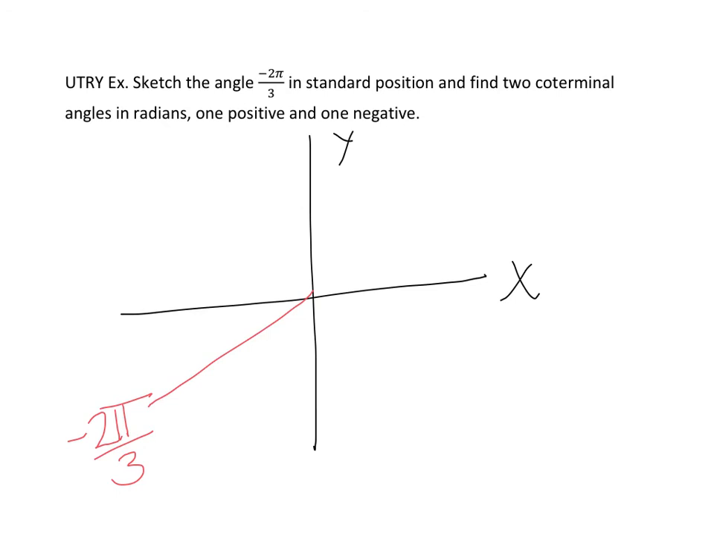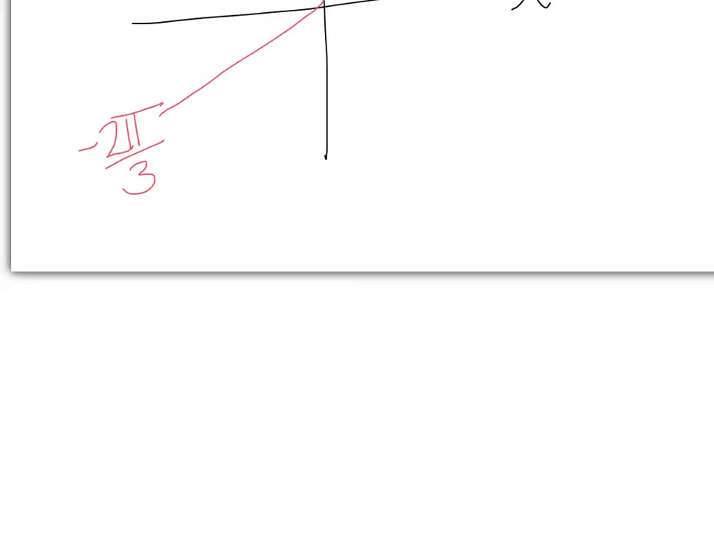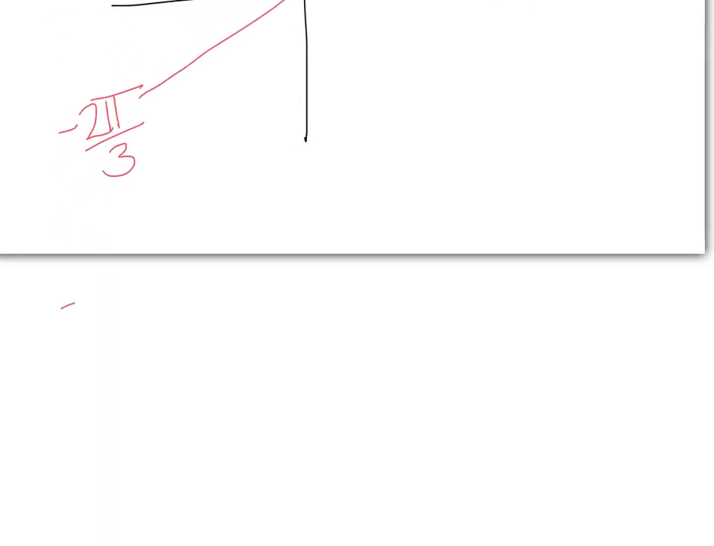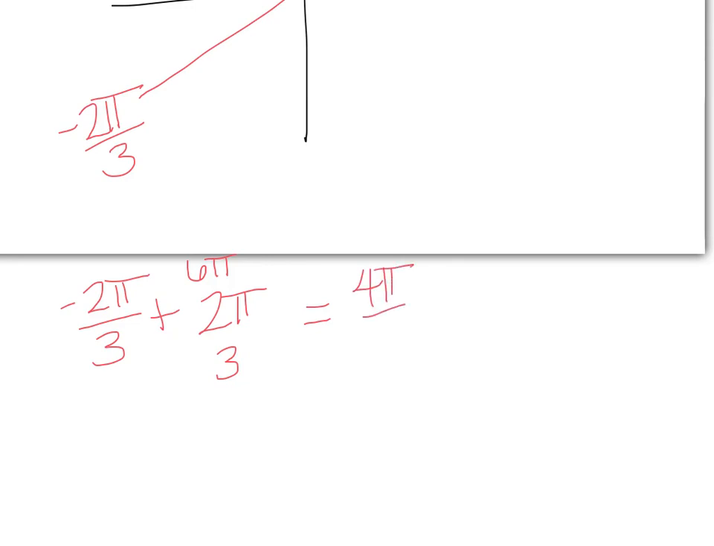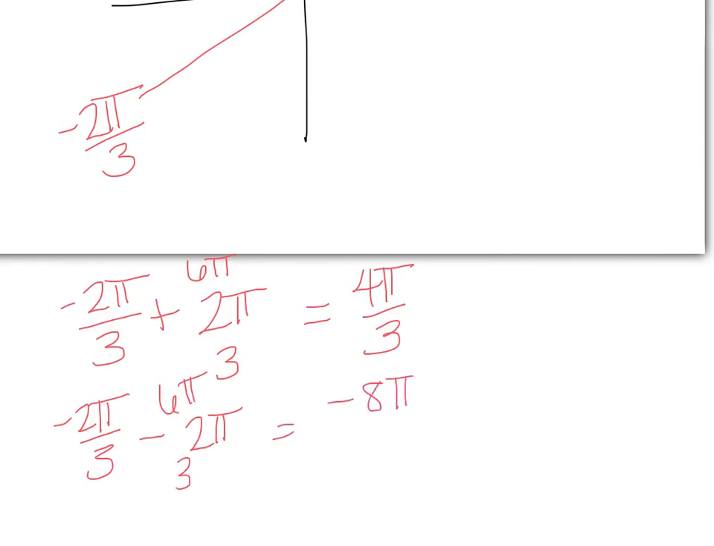Okay. Get my coterminal angles. I need to take that negative 2 pi over 3, add on 2 pi. Now I need a denominator of 3, which is going to make my numerator 6 pi. So now I've got 4 pi over 3. Take that negative 2 pi over 3 and subtract 2 pi, which is 6 pi over 3. Now I've got negative 8 pi over 3.